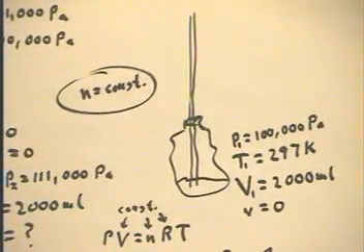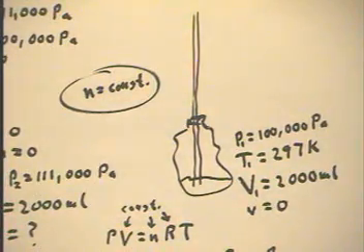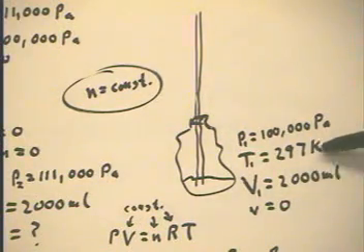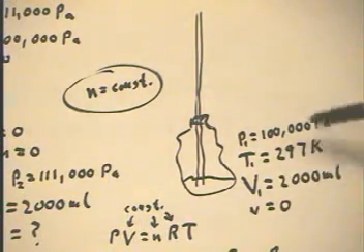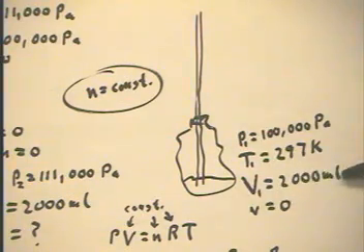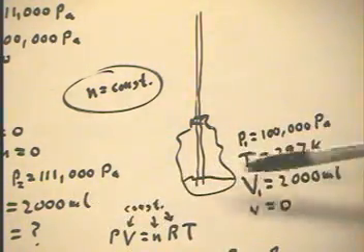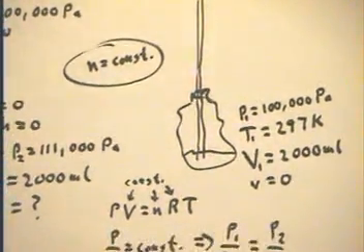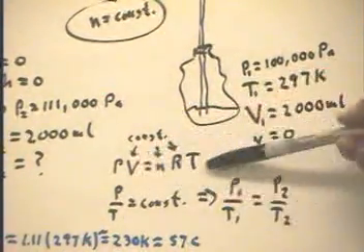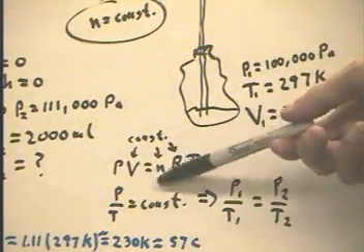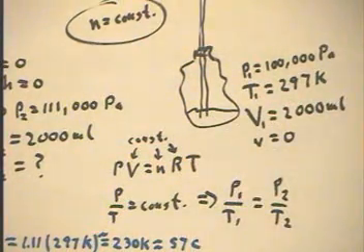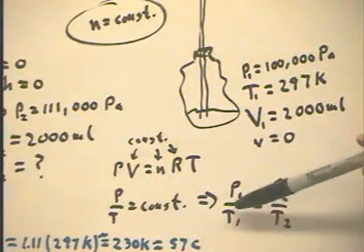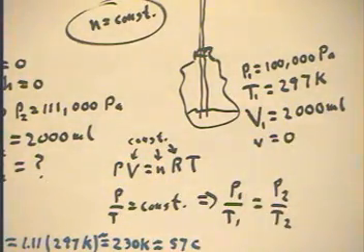We get that temperature fairly easily. We started from a state of 100,000 pascals, temperature T1 of 297 Kelvin on this particular day, and a volume that's equal to the 2,000 milliliter volume we had here. There's no change in volume in this first part of the cycle. Formally, since PV equals nRT, and V and n are constant, R of course being a universal constant, we see that the pressure to temperature ratio is constant, which means P1 over T1 equals P2 over T2.